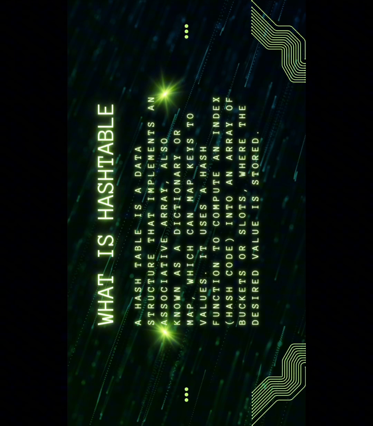What is a hash table? A hash table is a data structure that implements an associative array, also known as a dictionary or map, which can map keys to values. It uses a hash function to compute an index into an array of buckets or slots, where the desired value is stored.